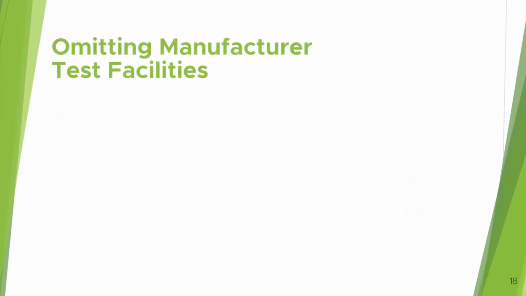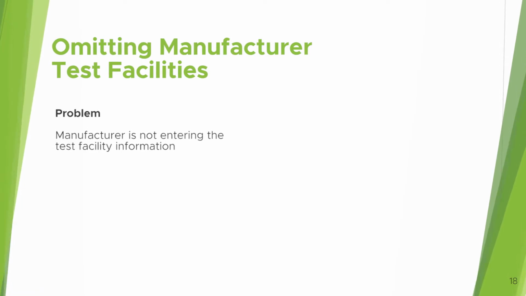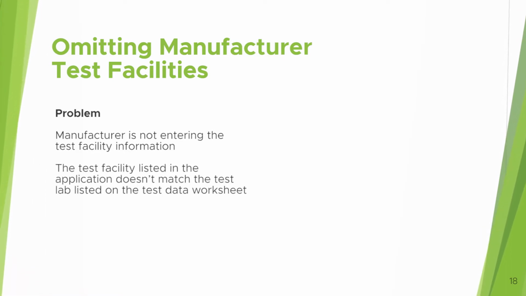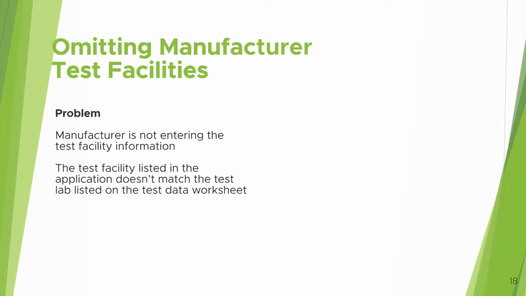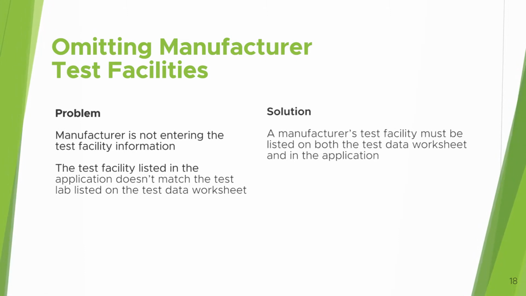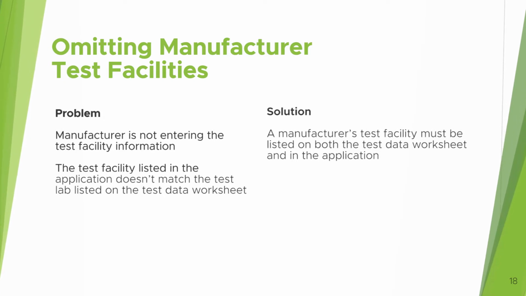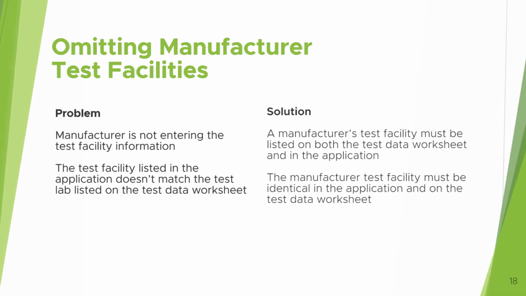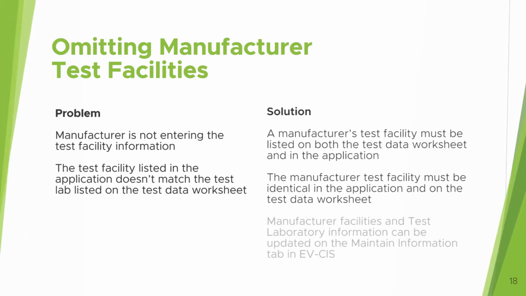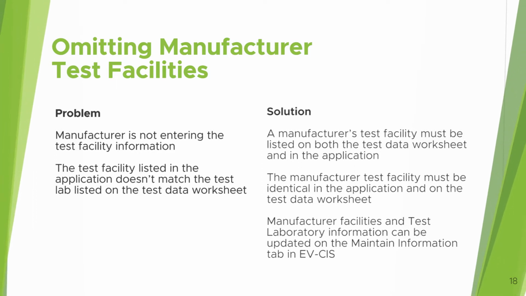Omitting manufacturer test facilities. The problem is, the manufacturer is not entering the test facility information, or the test facility listed in the application doesn't match the test lab listed on the test data worksheet. The solution: a manufacturer's test facility must be listed on both the test data worksheet and in the application. The manufacturer test facility must be identical in the application and on the test data worksheet. Manufacturer facilities and test laboratory information can be updated on the Maintain Manufacturer Information tab in EV-CIS.